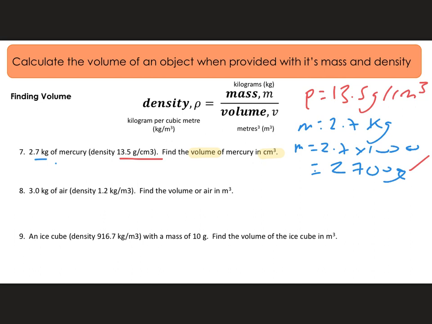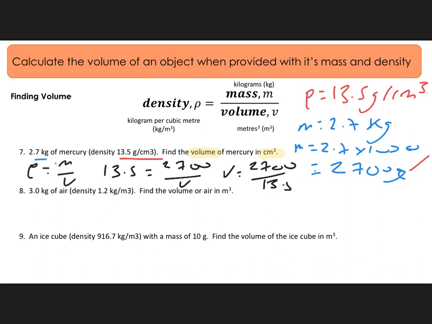What I now need to do is put the numbers into the equation, like we've done before. So rho is equal to mass over volume. So here I get 13.5 is equal to 2,700 over V. V then would equal 2,700 over 13.5. That's going to give me an answer if I put the numbers into a calculator. And it comes out actually to equal 200 centimetres cubed.